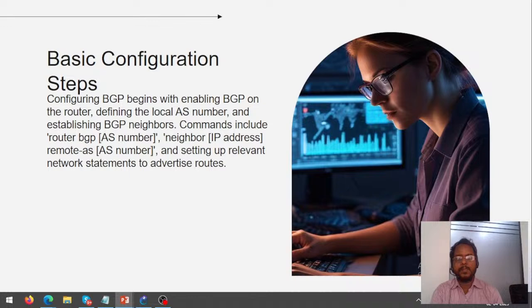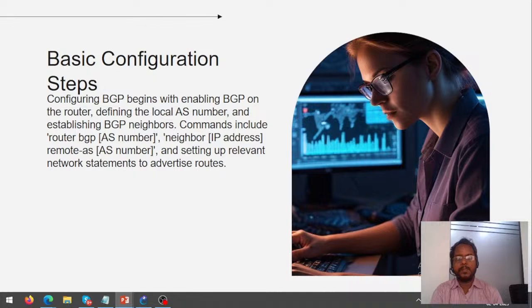The commands include router bgp followed by the AS number in config mode. Then neighbor, the IP address, and remote-as with the AS number. So this is the full line of the command. Then set up the relevant network statements to advertise routes. You have to advertise the specific route, and remember that you have to specify the subnet mask also. If you do not specify the specific route, then it will not happen.